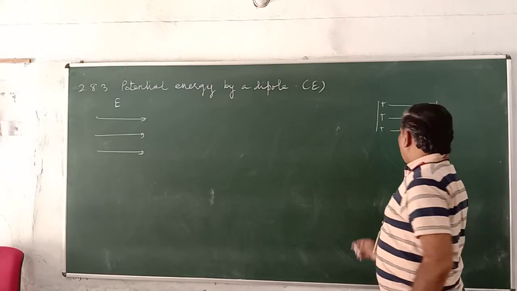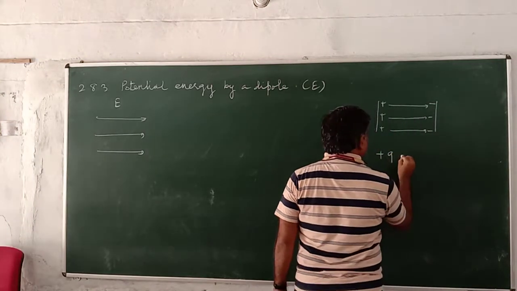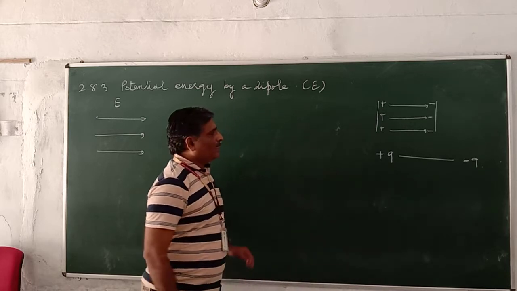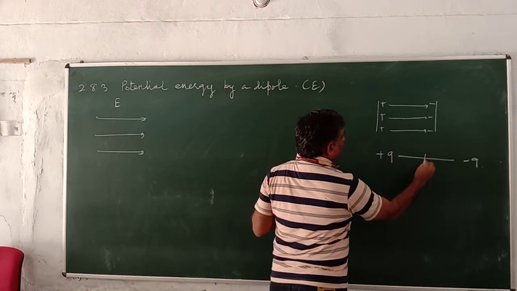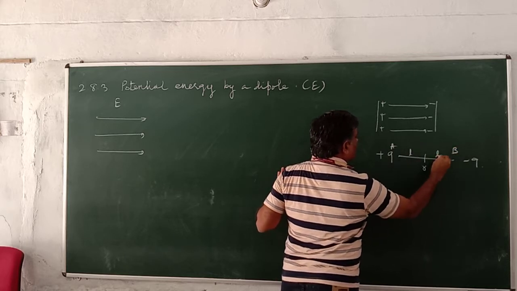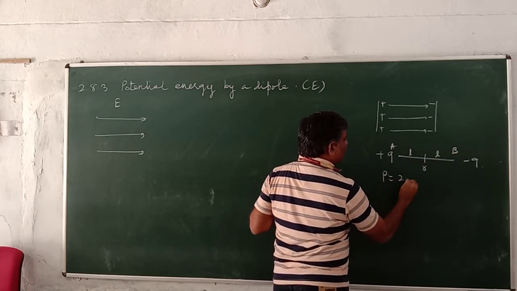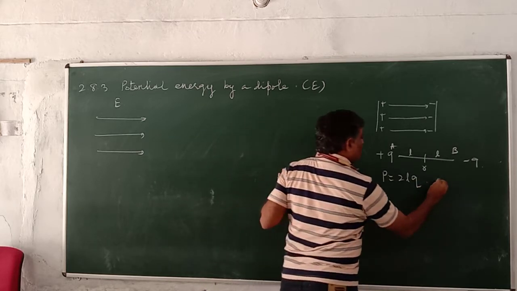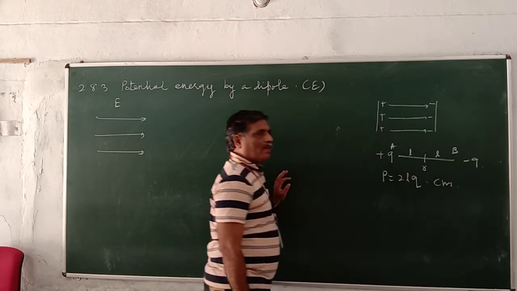But actually this uniform electric field is produced by these plates. Now dipole we all know. It consists of plus Q charge and minus Q charge. Then again, suppose that this is O, this is A, this is B, it is L. And dipole moment P is always given by 2QL.